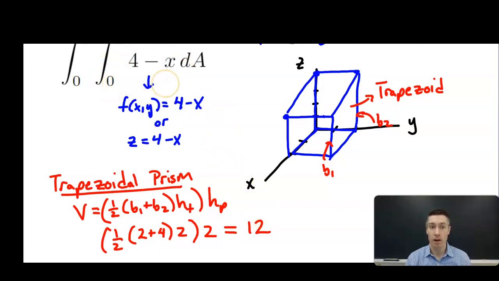We don't know how to integrate it yet. I'm sure you can speculate what that would look like, but if we were to actually go through the process of integration, we would get 12 as the answer to this double integral.